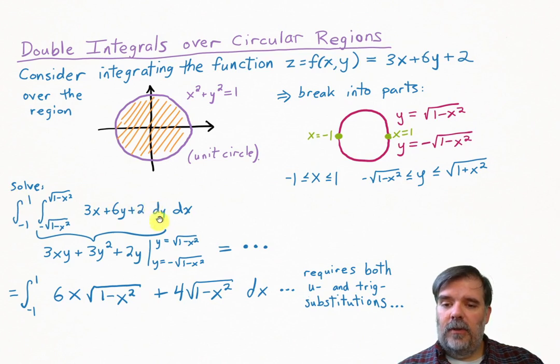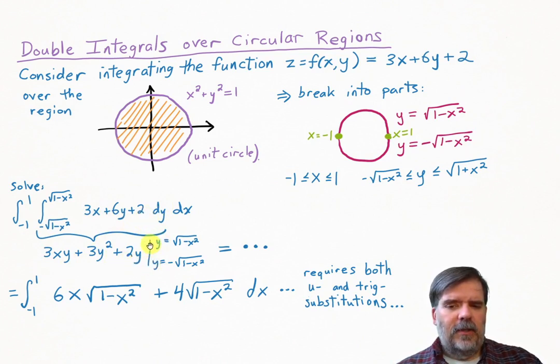Right, so as before, I want to keep the y on the inside, and I'll put the functional boundaries of y here. And here's the function we're integrating. And we first have to find an antiderivative of this function. That's not too bad. The antiderivative with respect to y of 3x is 3xy. Antiderivative of 6y is 3y squared. Antiderivative of 2 is 2y.